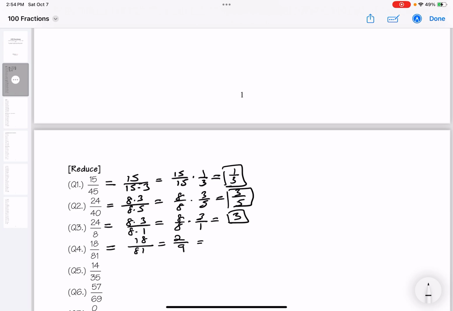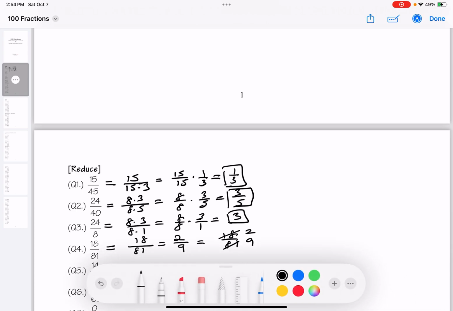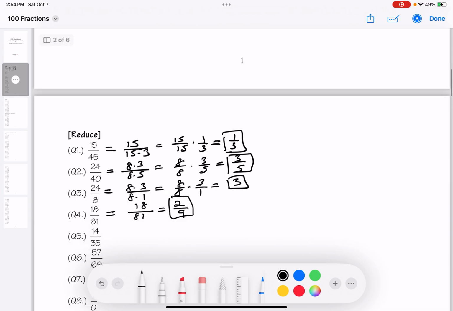Some people do it this way. They do 18 over 81. They put a slash through this, they divide by 9, they get 2. They put a slash through this, they divide by 9, they get 9. And they say 2/9. Whatever works for you. Let me get my eraser out, and let me box the answer 2/9. All right, let's keep moving.